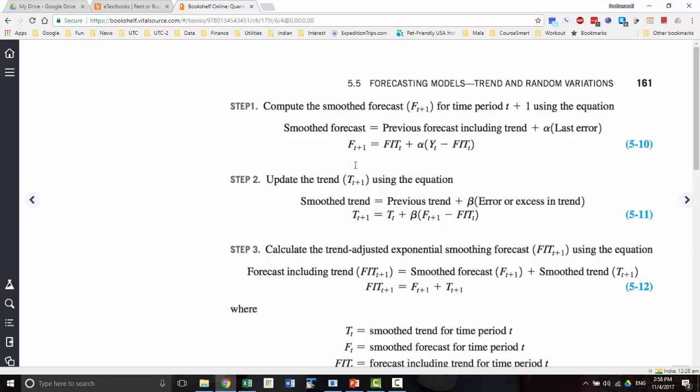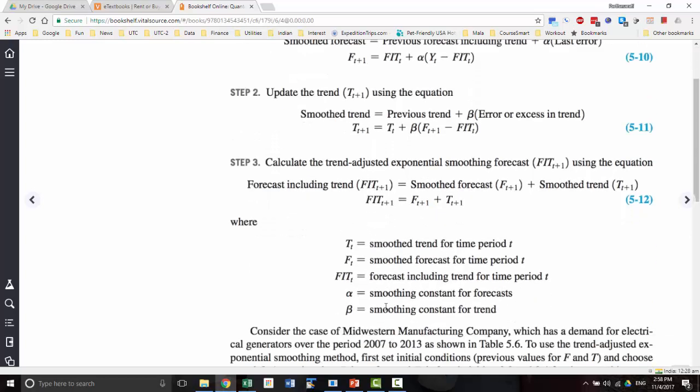So you have the smoothed forecast for the next period, and the amount of trend that you need to adjust it with, and then you add that. That's your final forecast including trend. So FIT is what we are after. We have two parameters, smoothing constants, and both must be between 0 and 1. Alpha is for the constant part, beta is for the trend part.